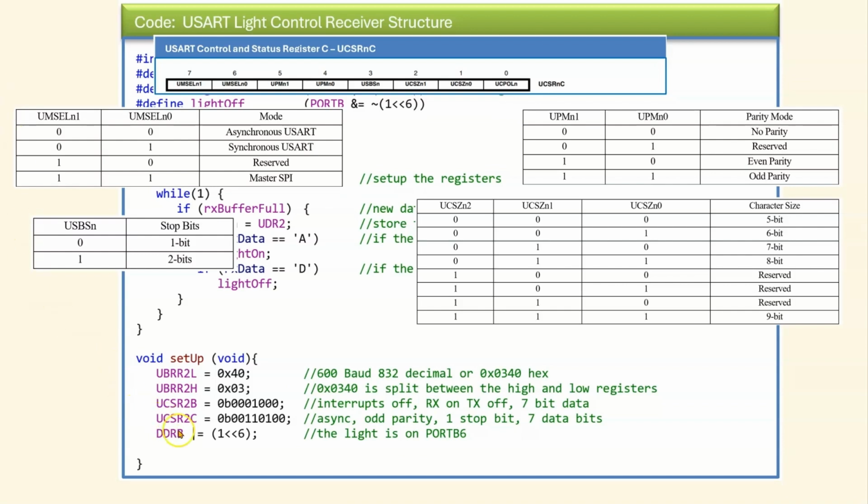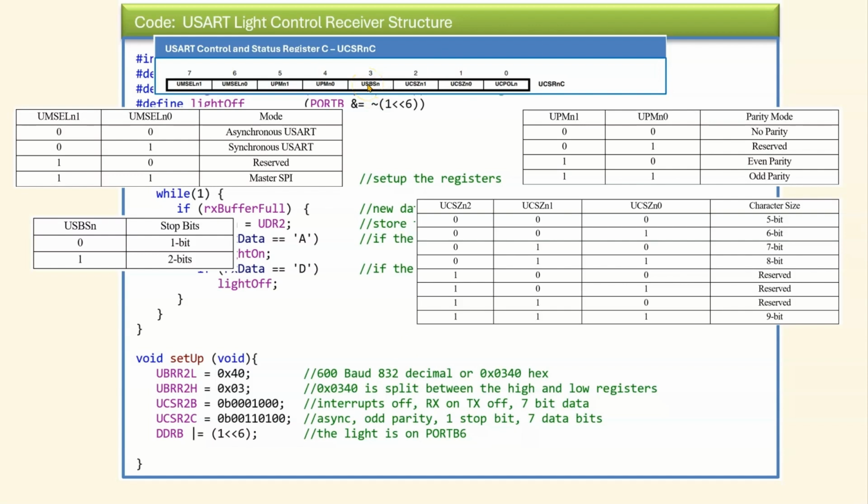Now looking at the control and status register C. This is it shown here. So bits 7 and 6 are used to select the mode of operation. We have asynchronous USART, so we want to set those bits to 0, 0 as shown here. Next, we are going to set up the parities, so that's bit 5 and bit 4. We want odd parity, so that should be 1, 1. So we can see that's 1, 1 here.